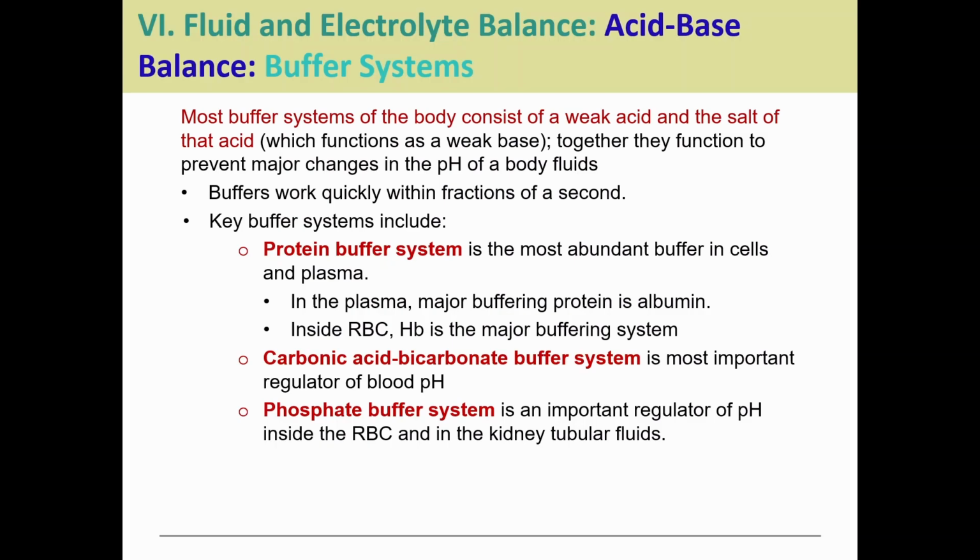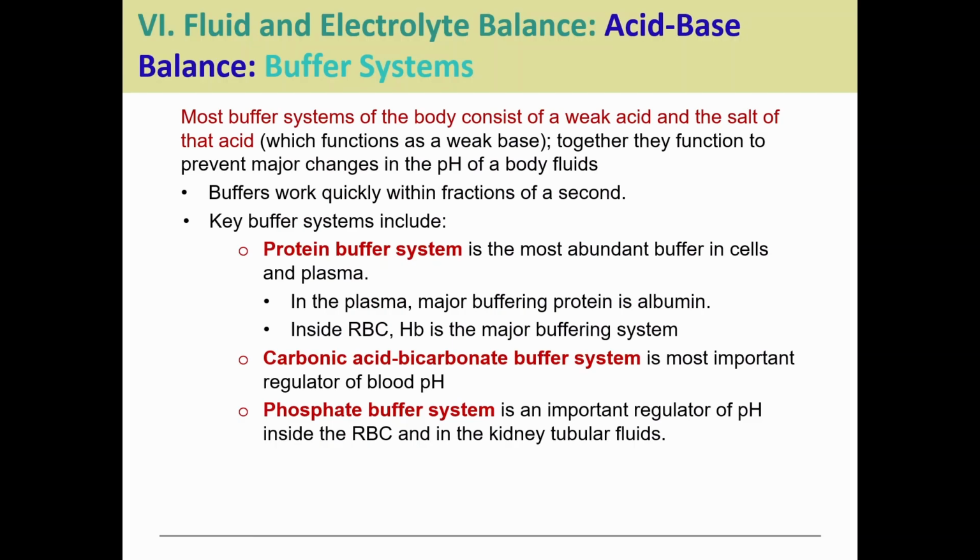And then getting to our buffer system, right? A buffer is something that helps resist a pH change. It's some sort of chemical that helps resist changes to pH. Most of the time when we're looking at the buffer systems in the body, we're looking at a weak acid and then a salt of that acid, which functions like a weak base. Together these help us avoid big changes in pH. And these are happening really quick. We're constantly using buffers in fractions of a second.